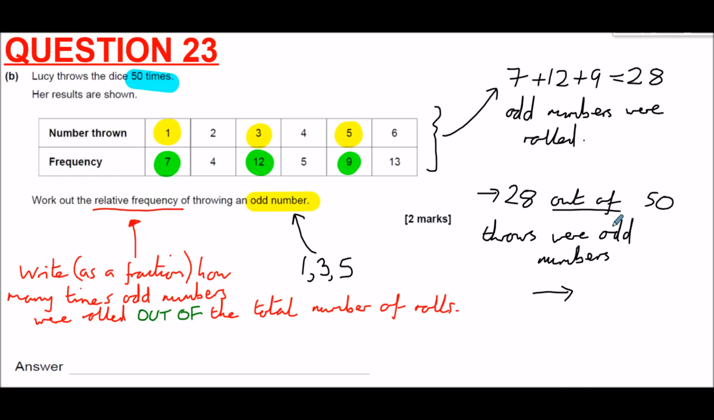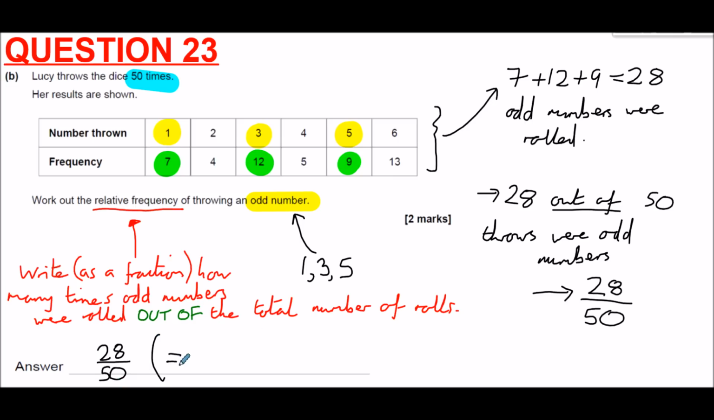And so if 28 out of 50 were odd, we can just put that into a fraction by saying it's 28 over 50. Now, whatever comes after the word "of" goes at the bottom of the fraction. Whatever comes first goes at the top. And so we can write this down as 28 over 50, and if you really want to, that can be simplified.